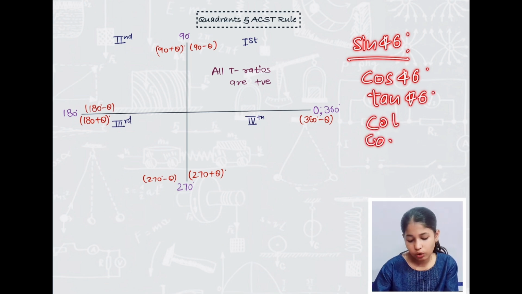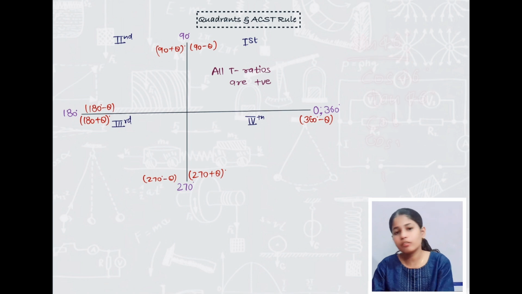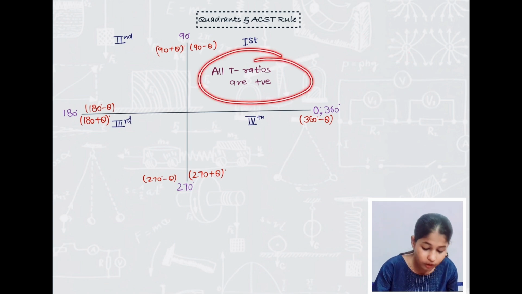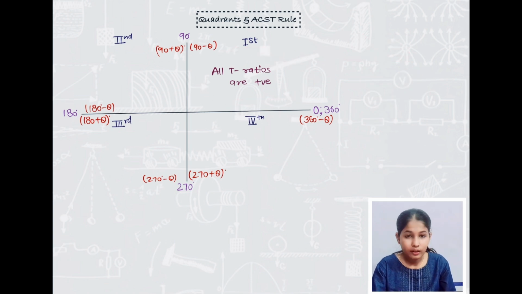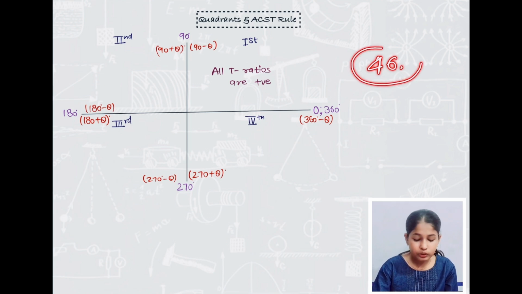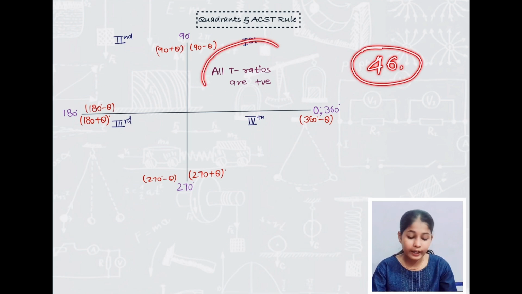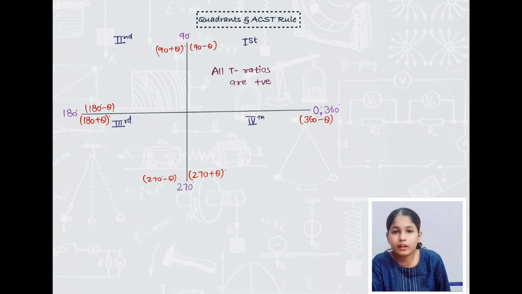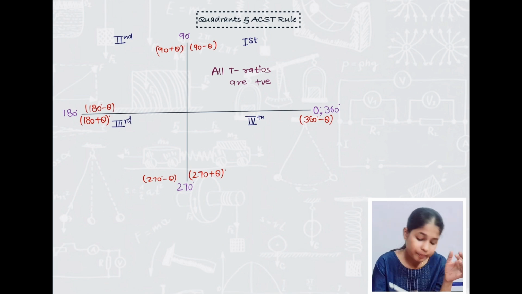Cot, cosec and sec, in the same way all of them will be positive, because first of all, you can see 46 is less than 90, so it means it will lie in the first quadrant, and in the first quadrant all the trigonometric ratios, sine, cos, tan, cot, cosec, sec, all these 6 ratios will be positive here. But let's talk about the second, third and fourth quadrant.